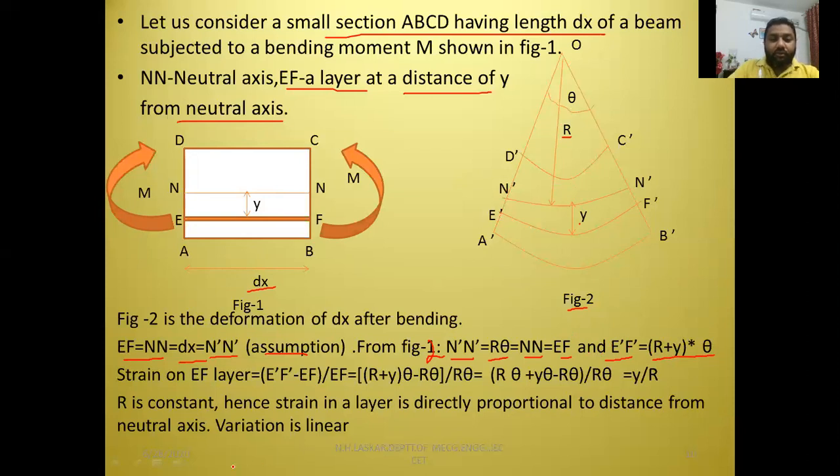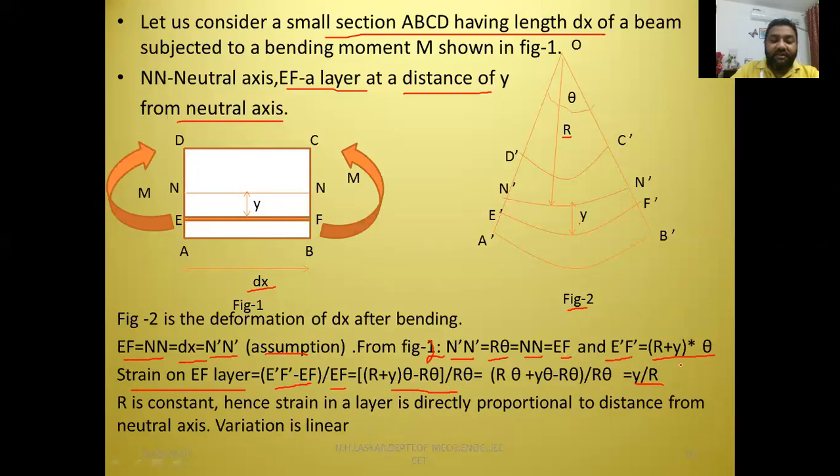Now we will do the calculations on the fiber that we have taken, EF. First of all, we will find the strain on the layer EF. Earlier it was EF before bending. After bending, it becomes E'F'. Then what is the change? The change is E'F' minus EF, divided by the original, which is EF. E'F' is (R plus y) theta, minus EF, where EF is R theta, divided by EF. After simplification, we get the strain on the EF layer as y upon R.